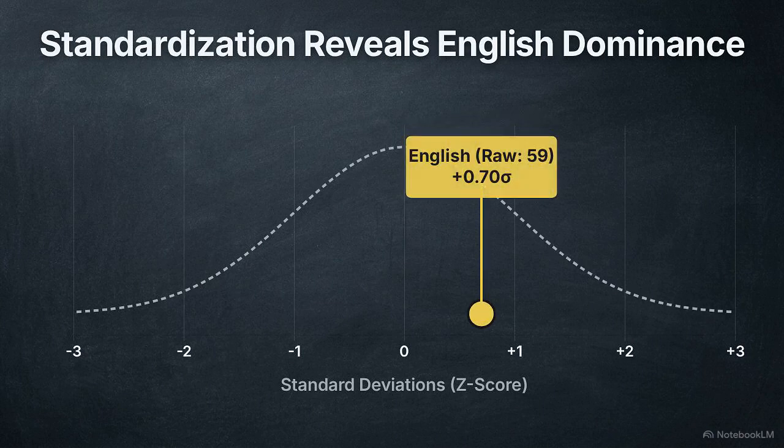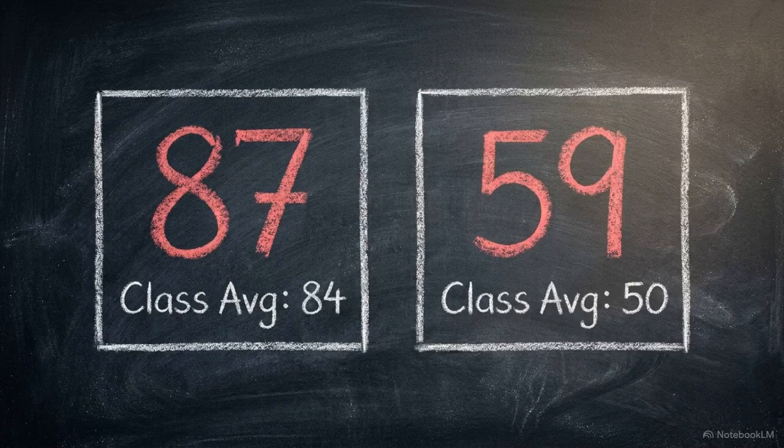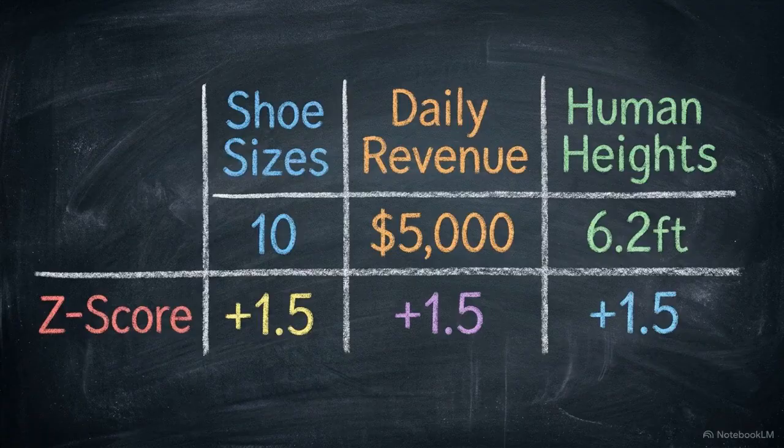The 59 in English sits at positive 0.70 standard deviations, while the 87 in math sits at only 0.46. Virat's English score sits significantly further from his class average than Babar's math score does from his. He outperformed his peers by a wider margin. Z-scores strip away arbitrary units and provide a shared scale to compare completely different datasets.